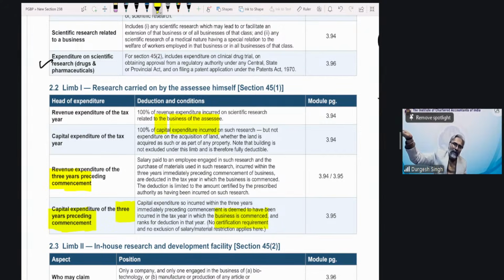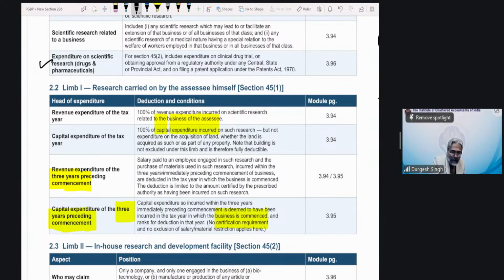So therefore, if research is preceding your commencement of business, then how much period before the commencement will the research expenditure be allowed? They say that 3 years. They say what, students? 3 years before the commencement of business. Before that, 3 years, whatever is the eligible expenditure. Now, what is the eligible expenditure before commencement of business, students?